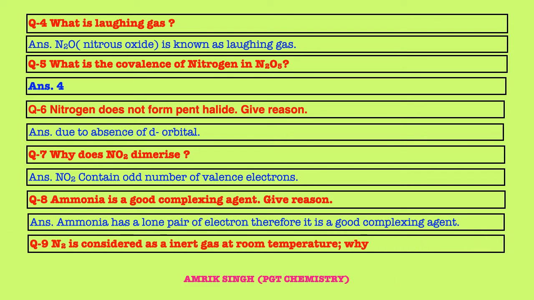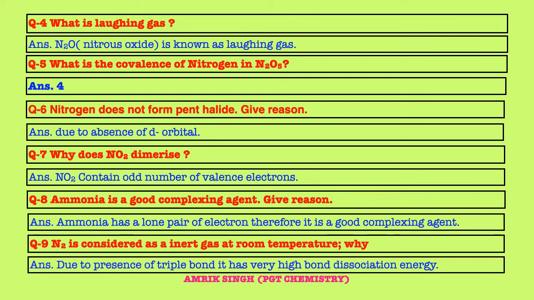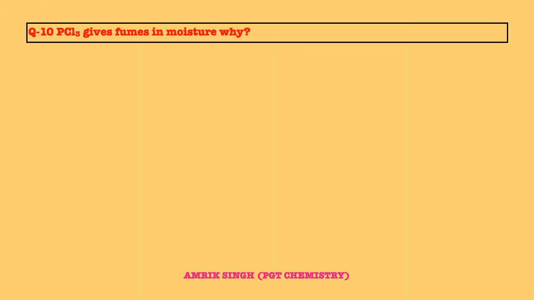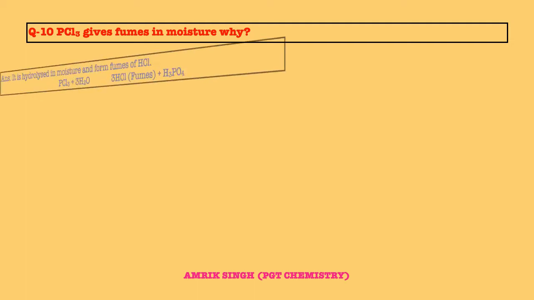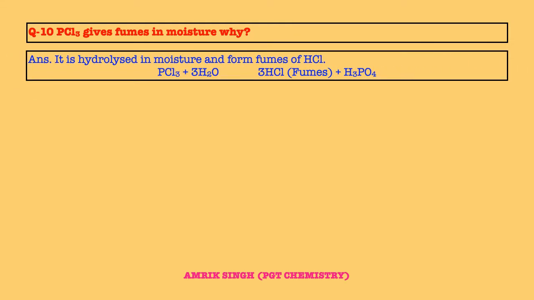Question number 9. N2 is considered as an inert gas at room temperature. Why? It is due to the presence of triple bond. It has very high bond dissociation energy. Question 10. PCl3 gives fumes in moisture. Why? It is due to the following reaction: PCl3 plus 3 water changes into 3 HCl, that appears as fumes, and H3PO3.